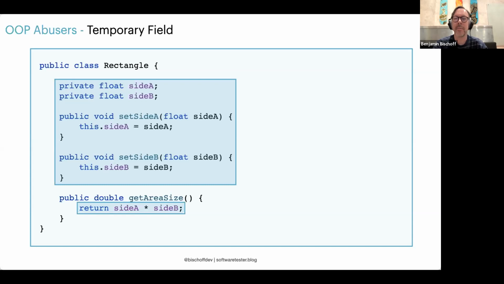So you have a lot of boilerplate code. You have those fields, side A and side B, that are only used in this one method. So it might be better in this case to pass the side A and side B directly to the method. Also, if you do it like this, you have to make sure as a user of this get area size method that you set side A and side B before that. Otherwise, you get 0 as the result.